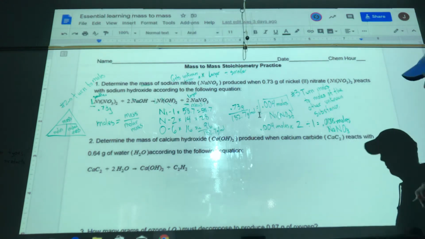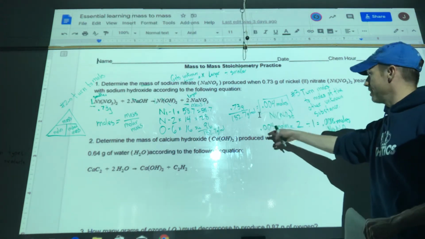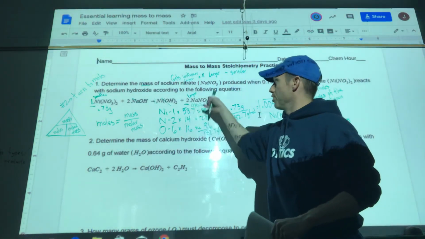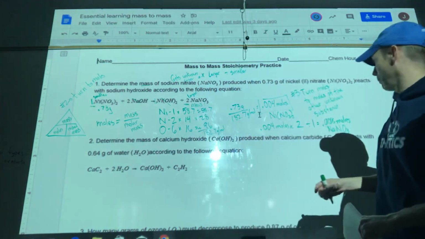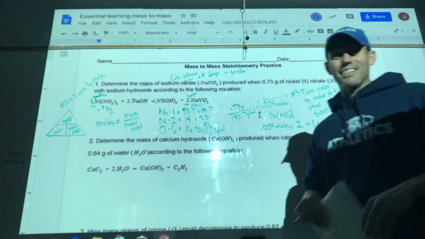NaNO3. All right, so again, the idea here is we need to make this larger because it's a 1-to-2 ratio, with the 2 being the larger one. Okay, we need to make the thing get larger. And that's what we would do. That is step 3.